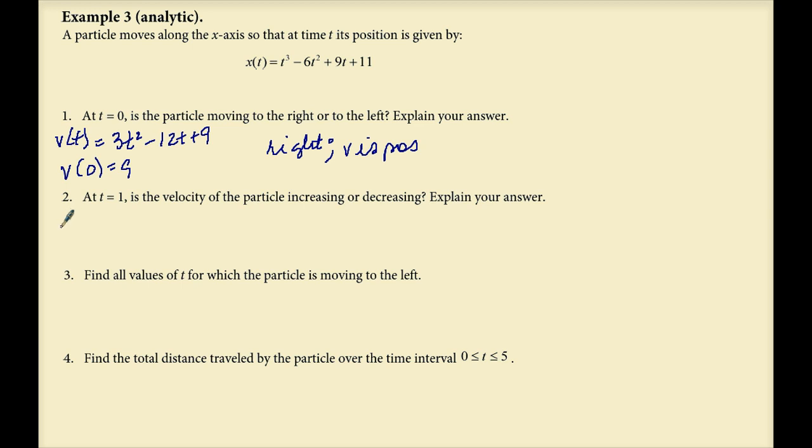At t equals 1, is the velocity of the particle increasing or decreasing? Explain your answer. We'll need acceleration to answer this question. Acceleration is 6t minus 12. What is acceleration at 1? That's going to be negative 6. So our answer will be decreasing. Why? Because acceleration is negative.